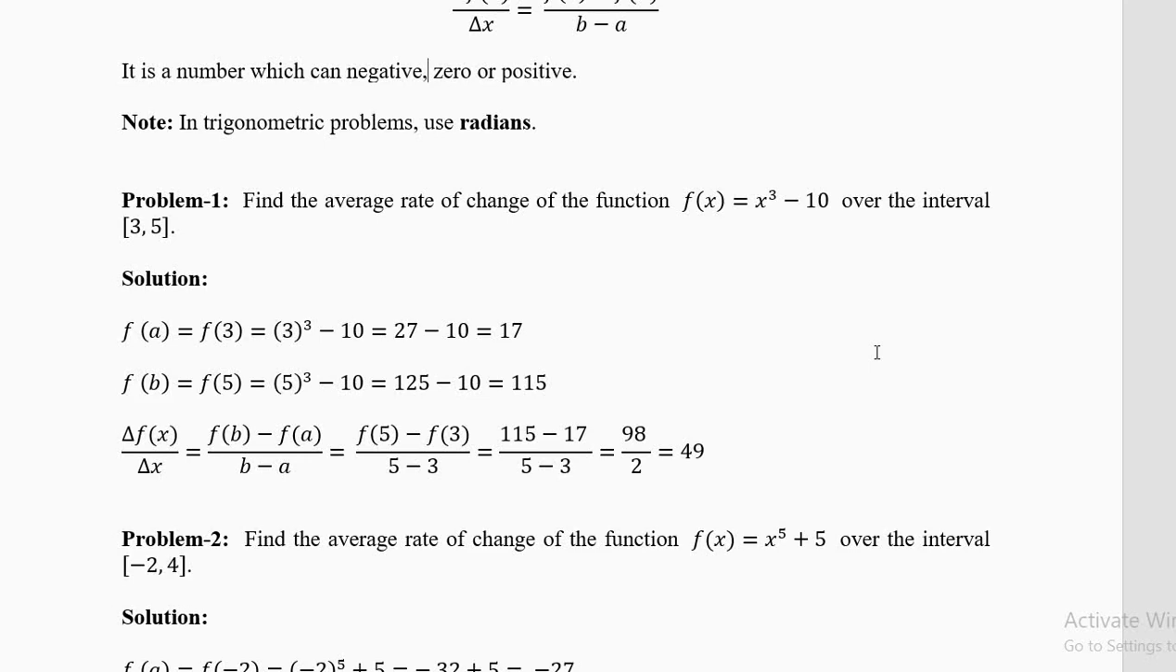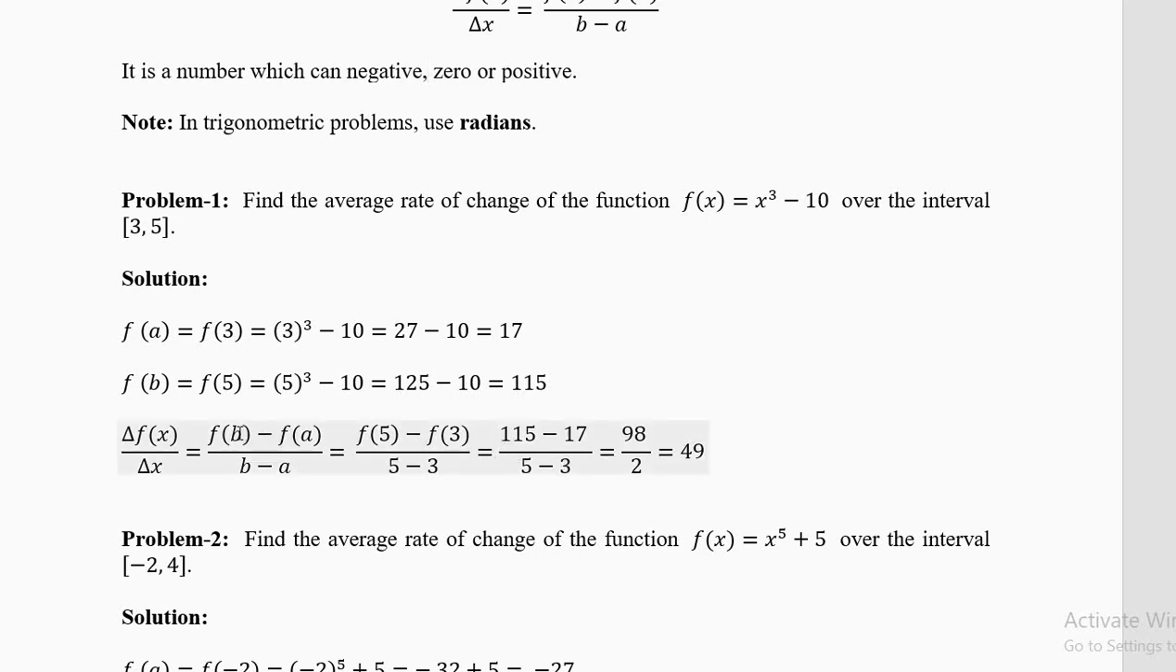So what have we done? Let me repeat problem number 1. You have the function, you have the interval. The first point of the interval is a equal to 3. The last point in the interval is b equal to 5. Calculate f of a, which is equal to f of 3. Calculate f of b, which is f of 5. Do this calculation very carefully. Don't use any shortcuts. Do the calculation.